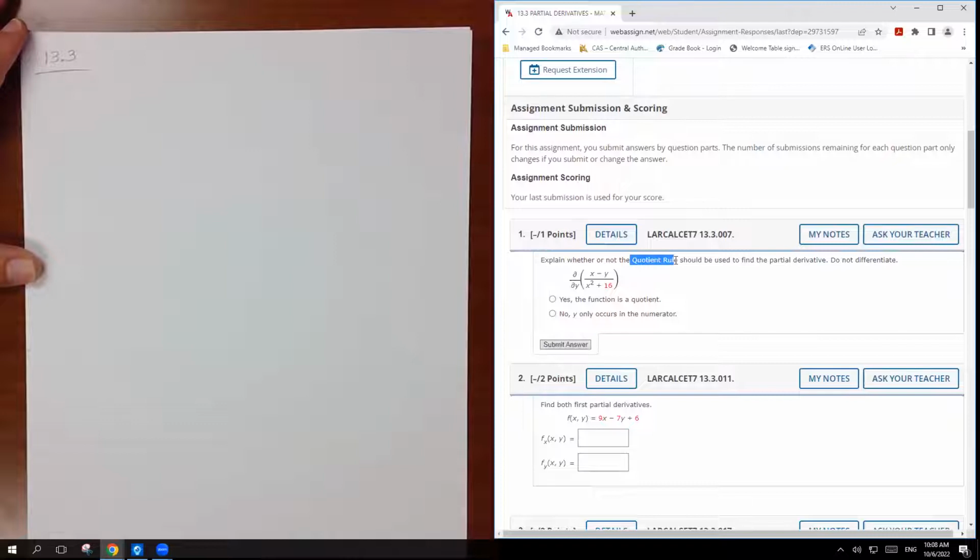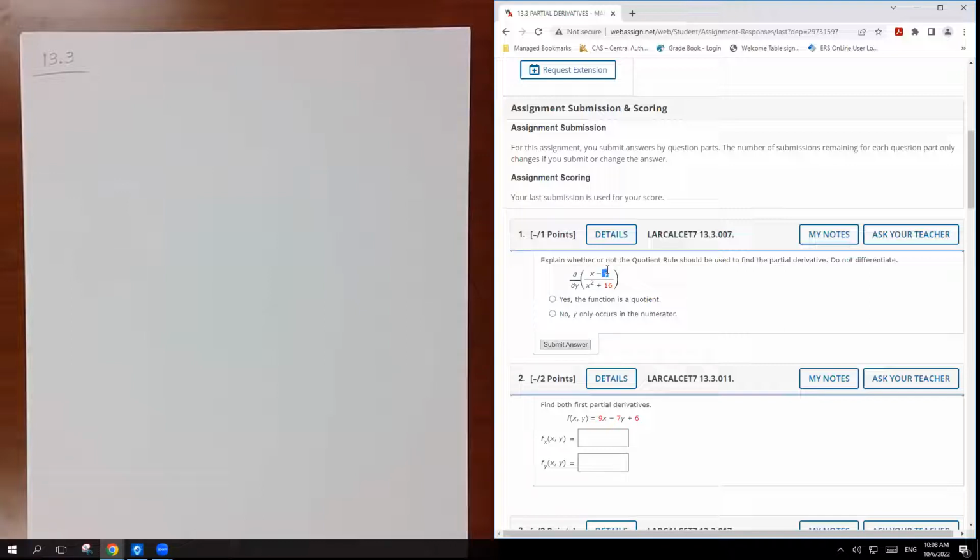quotient rule. If you remember, one of the rules to find the derivative is the quotient rule. Can we use the quotient rule to find the derivative with respect to the y, the partial derivative with respect to the y? Here, you can't use the quotient rule. Why? Because we have the y only on the top part. There's no y on the bottom part. That's why we can't use quotient rule to find the derivative.